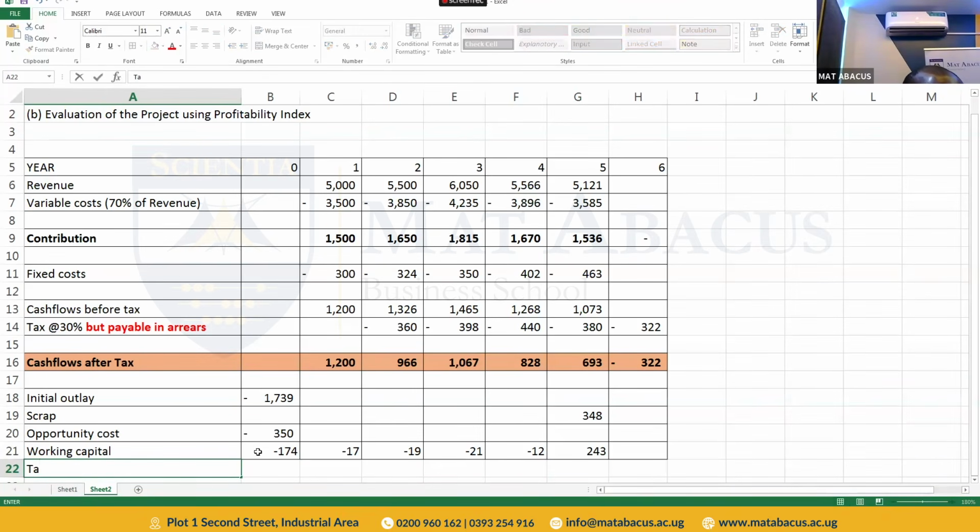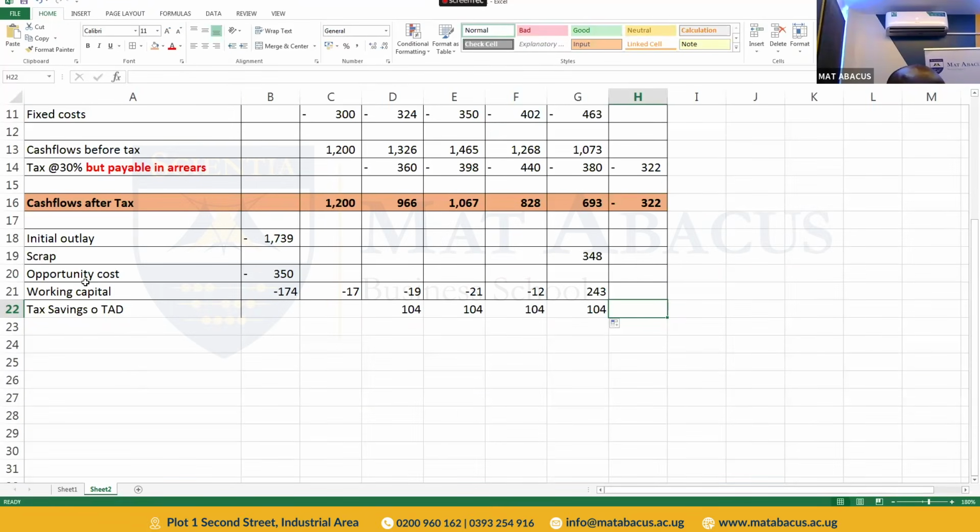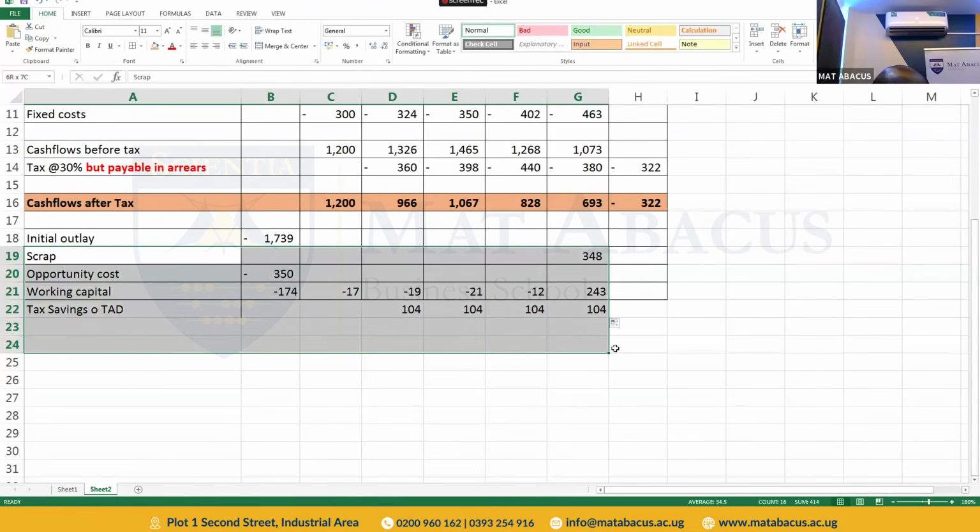We had tax relief, tax saving on TAD. Remember, the first one goes into year 2. It was 104. And it is the same up to year 5. But in year 6, the last, I approximated it to 0. And then we are done. Not yet fully done.